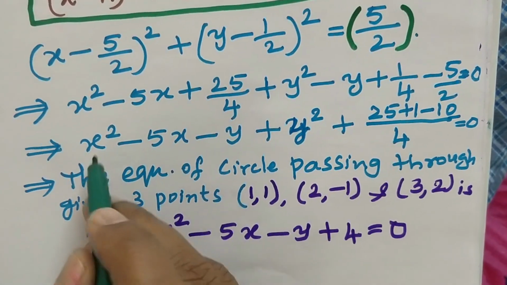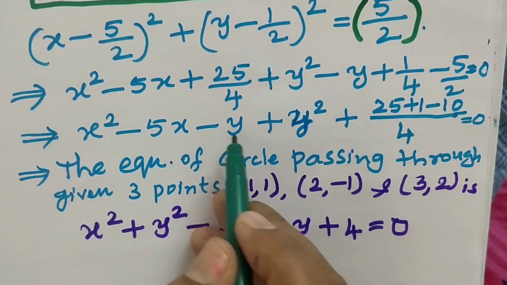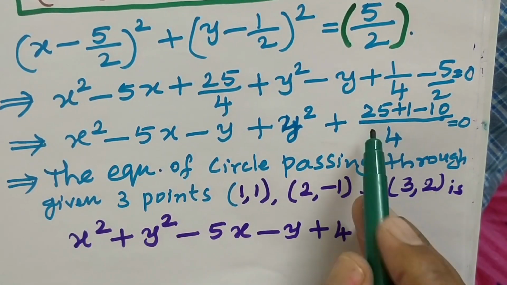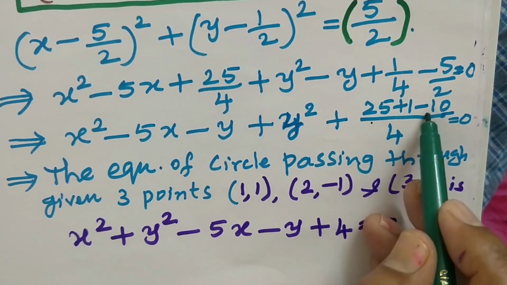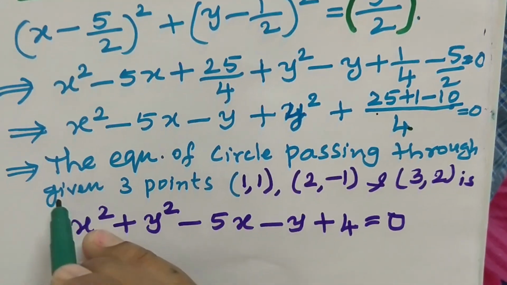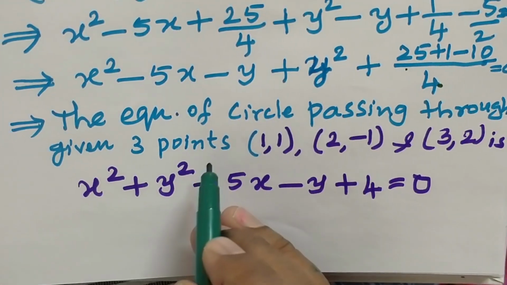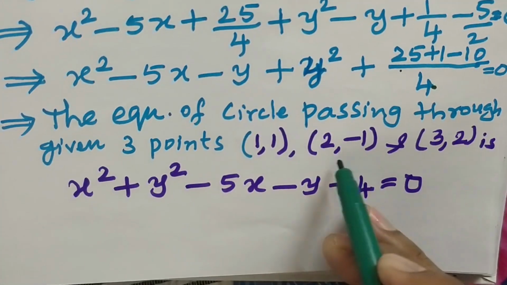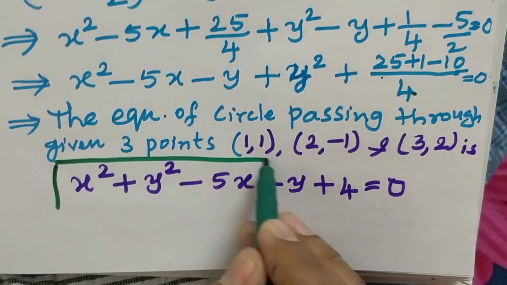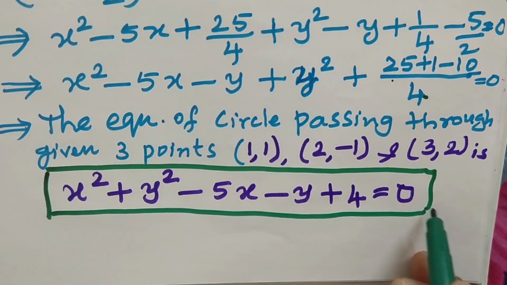Now you write like this: x square plus y square minus 5x minus y, and all the constants are at the same place, 25 plus 1 minus 10, where 4 is the LCM, is equal to 0. Therefore, the equation of the circle passing through the given 3 points 1, 1; 2, minus 1; and 3, 2 is x square plus y square minus 5x minus y plus 4 is equal to 0.